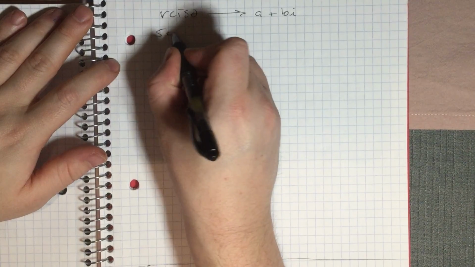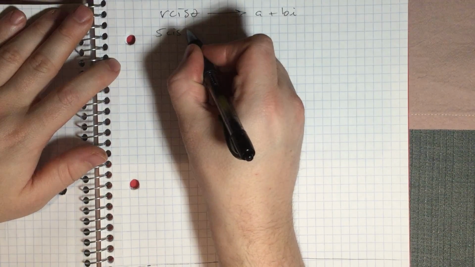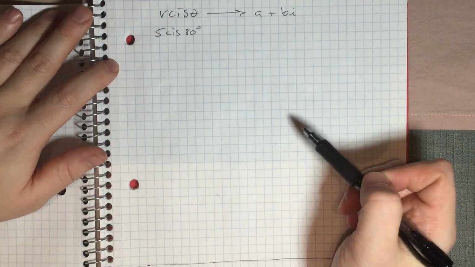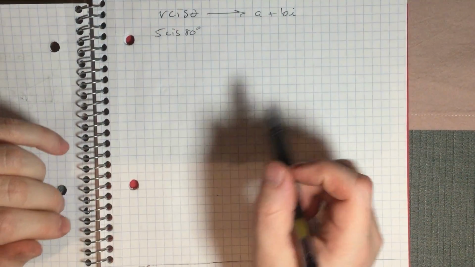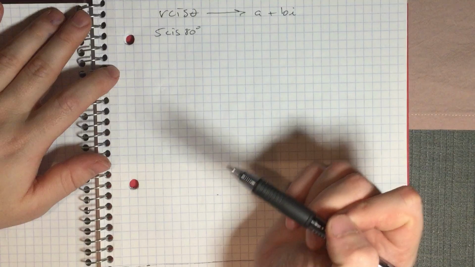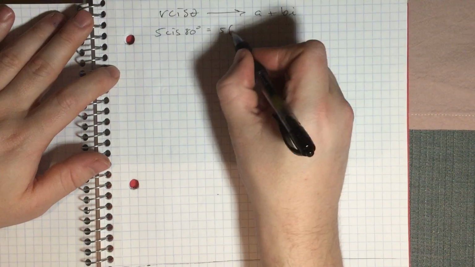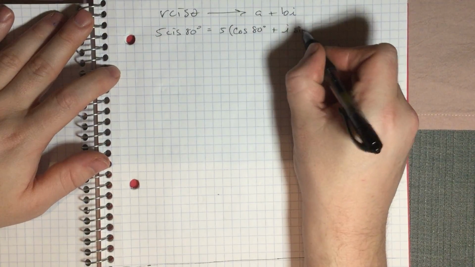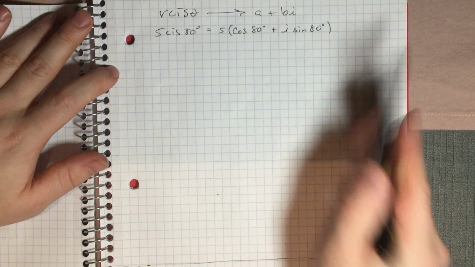So let's say we have 5 cis 80 degrees. All right, fine. And we want to change that into a plus bi form. Well, really, all you have to do, and we saw this in one of the early videos, is remember what that cis stands for. The cis stands for cosine of the angle plus i times the sine of the angle, right? That's what cis stands for.